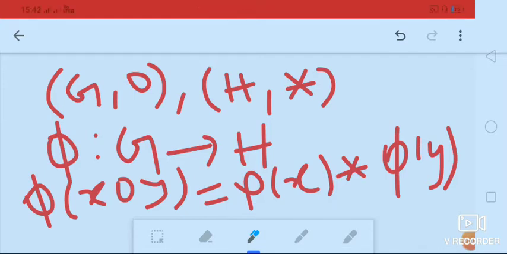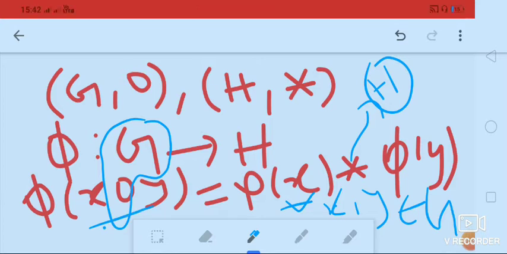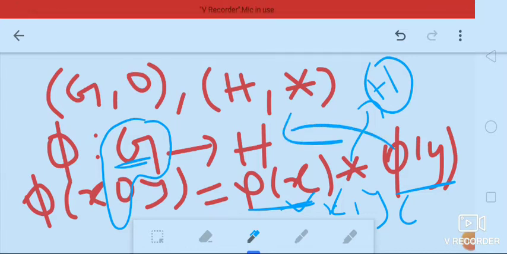Here, star is the binary operation in H, and circle is the binary operation in G. For all x, y belonging to G, this is the definition of the homomorphism. So x circle y belongs to G, and pi of x and pi of y belong to H. So this is the definition of the homomorphism.